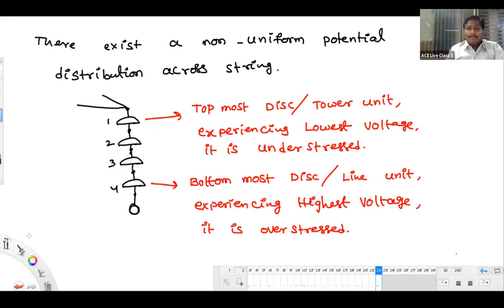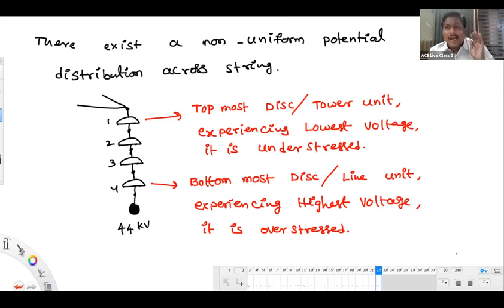Next thing. See, for example, voltages across these units are V1, V2, V3, V4. Please listen. Stop writing, all of you stop writing. Just listen. V1, V2, V3, V4 are the voltages. For example, I am applying a voltage of 44 kV to this conductor.